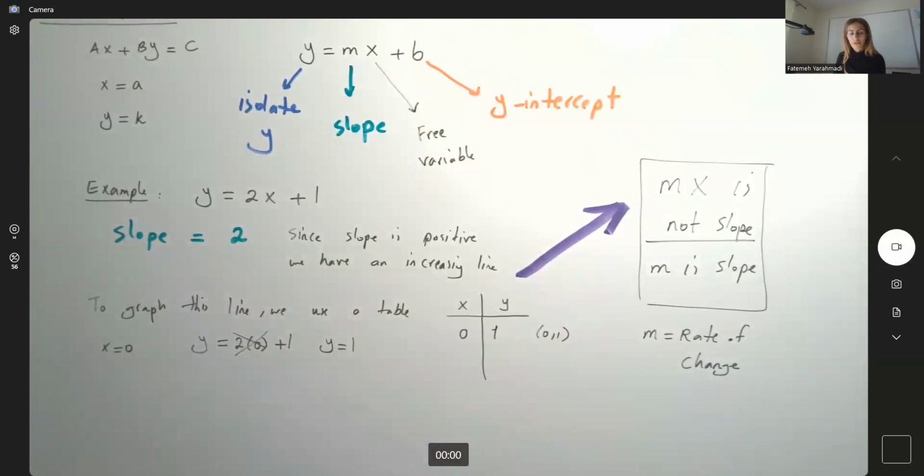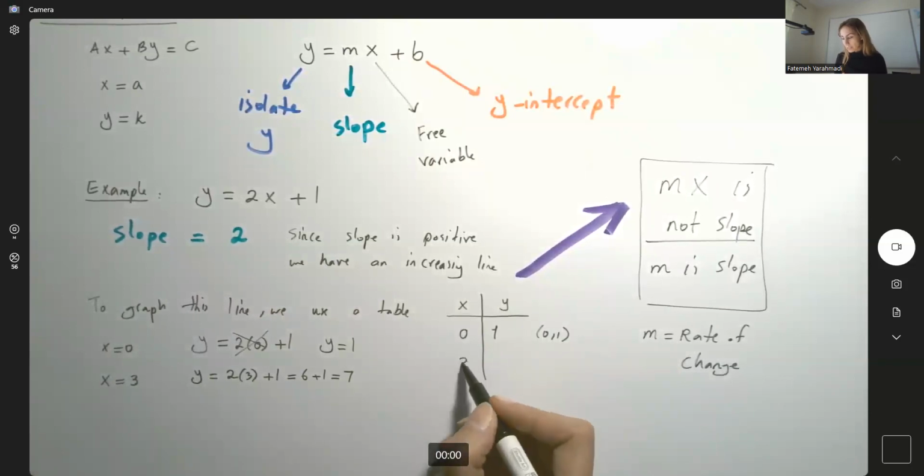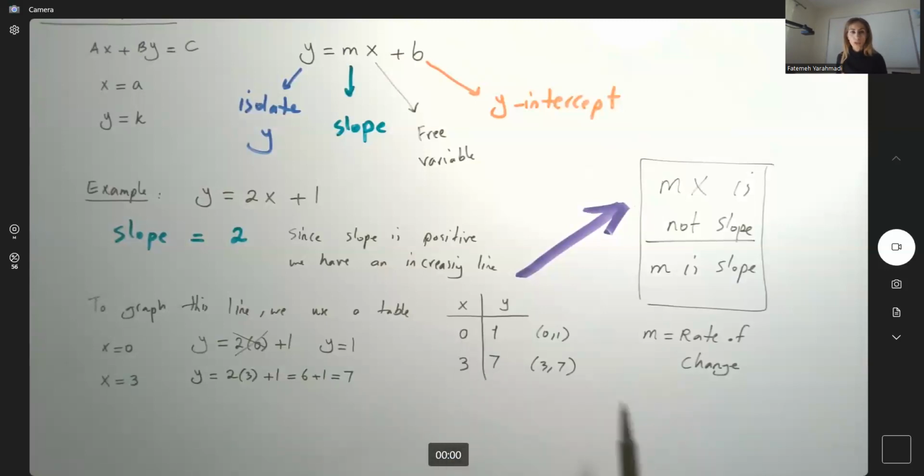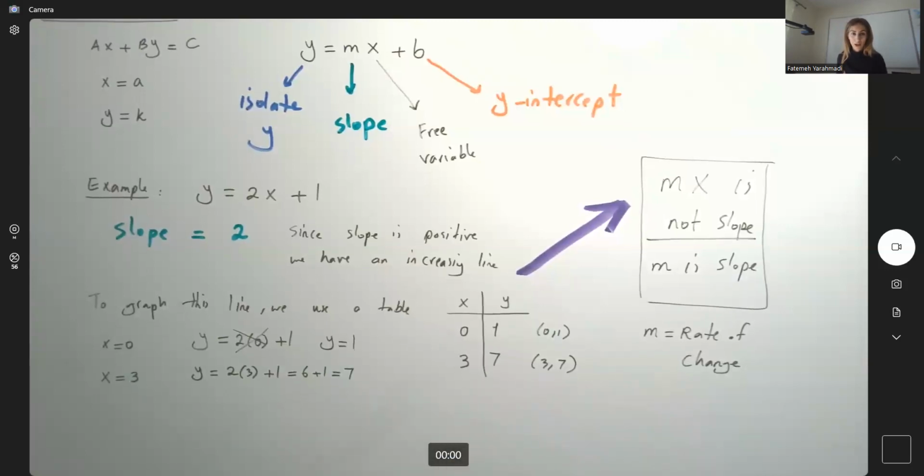You can plug in more values. For example, you can set x to be equal to any number that you like, 3, why not? So your y becomes 2 times 3 plus 1. 2 times 3 is 6, plus 1 is 7. So when x is 3, your y is 7. Very good. We only need 2 points to graph the line.